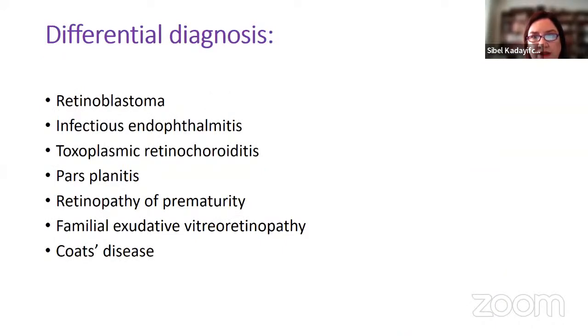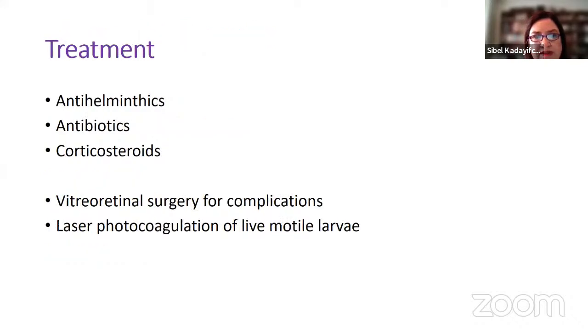We have to differentiate these cases from other causes of leukocoria, like retinoblastoma, infectious endophthalmitis, toxoplasmic retinochoroiditis, pars planitis, retinopathy of prematurity, and Coats disease. Treatment is anti-helminthics with corticosteroids, and vitreoretinal surgery is done for complications. In the literature, laser photocoagulation of live motile larvae has also been described.